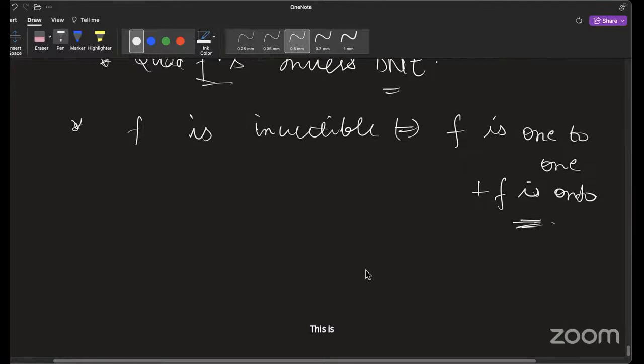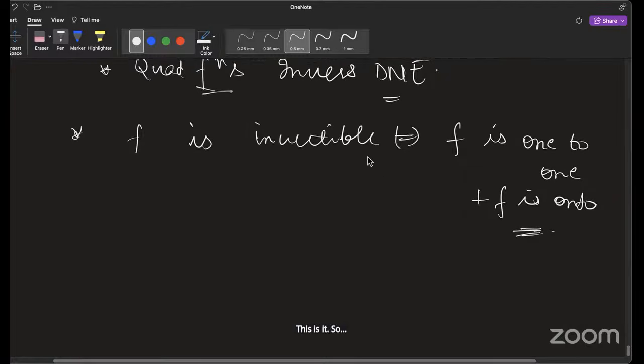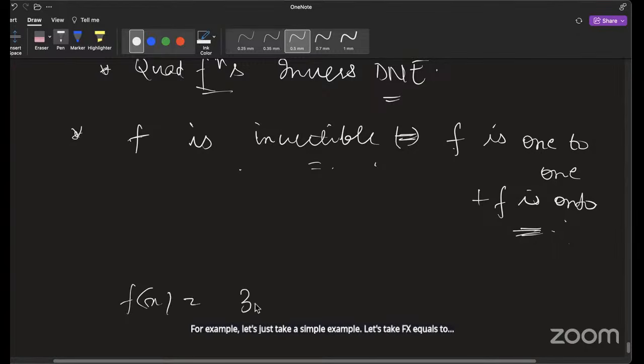So f is invertible if and only if f is 1-1 and onto. If and only if means if your f is invertible, f should be 1-1 and onto. And if your f is 1-1 and onto, then it should be invertible. For example, let's just take a simple example. Let's take f(x) equals 2x.